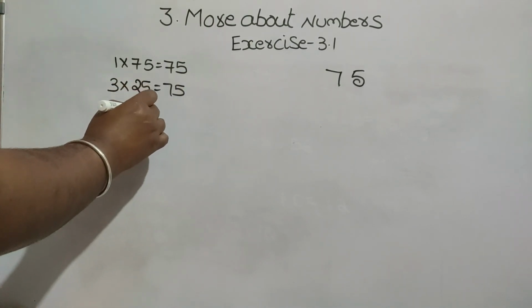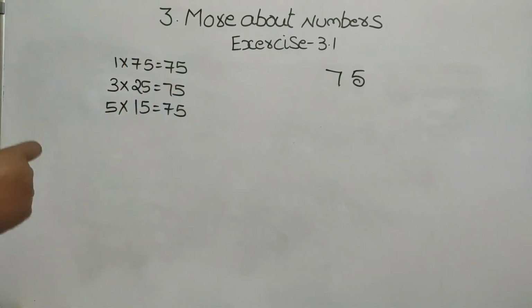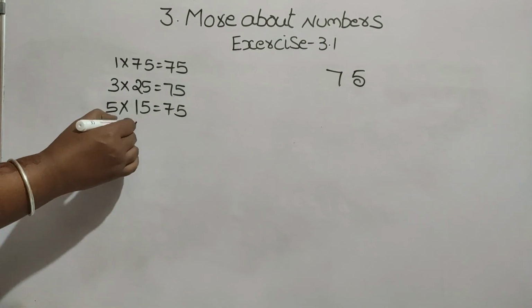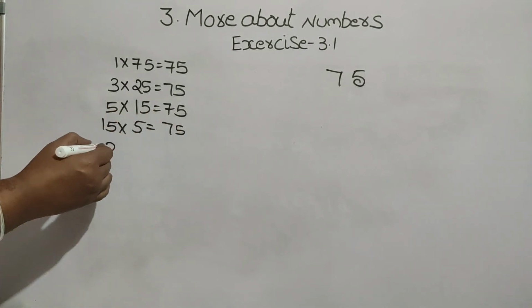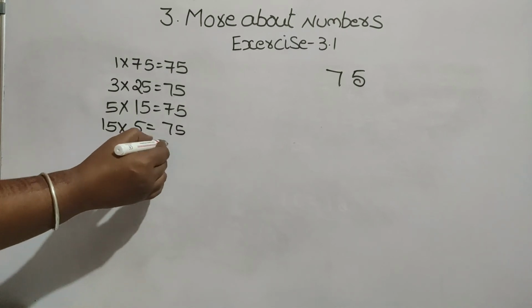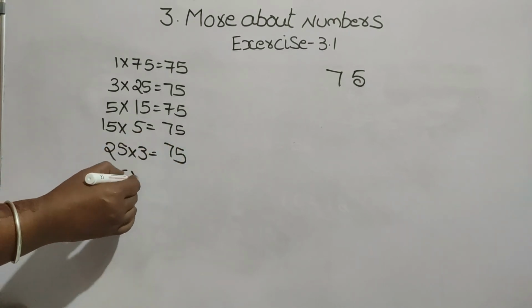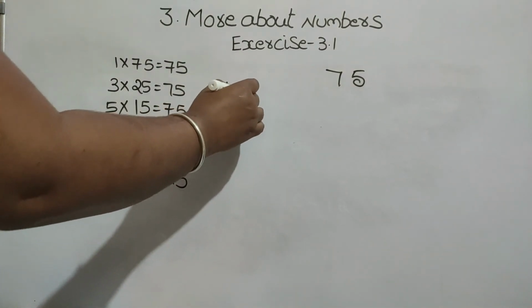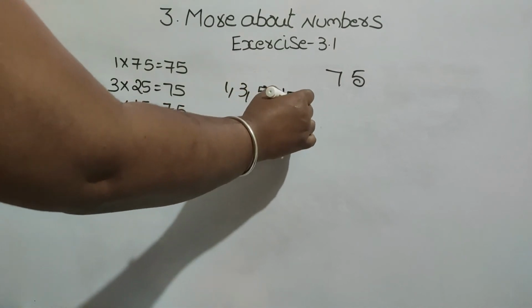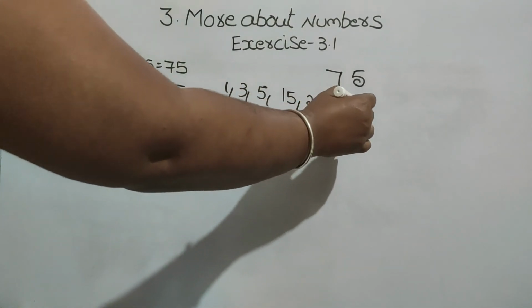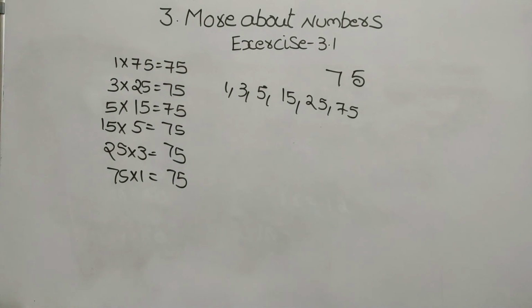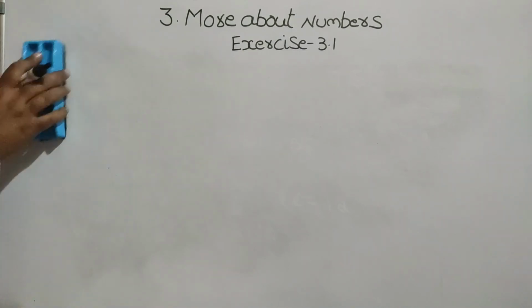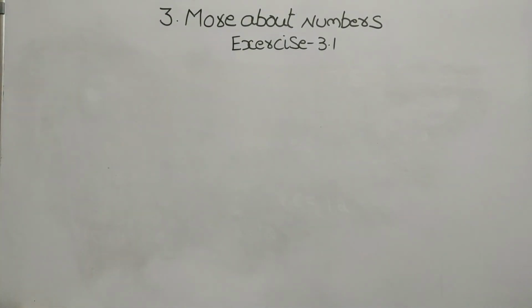5 15s are 75. Next, 15 5s are 75. 25 3s are 75. 75 1s are 75. So what are all the numbers we have? 1, 3, 5, 15, 25 and 75 are the factors of 75. This ends this question. Moving on to the next question.